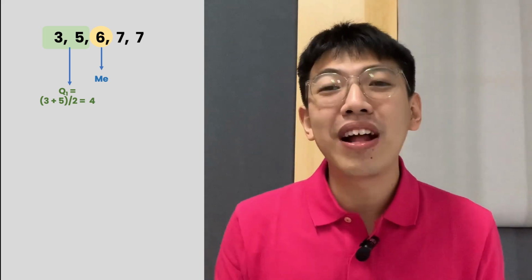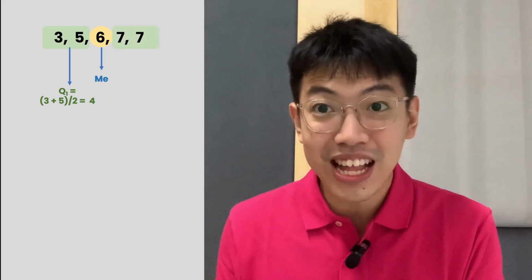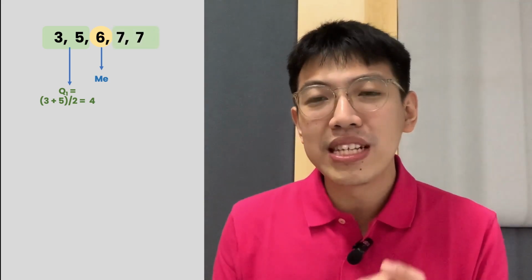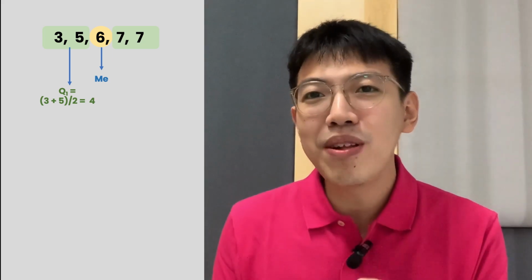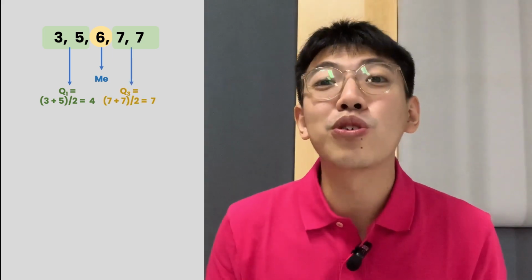How about the upper quartile? It is the middle value of higher half data. We need to find the middle value between 7 and also 7. So 7 plus 7 divided by 2, it equals to 7.